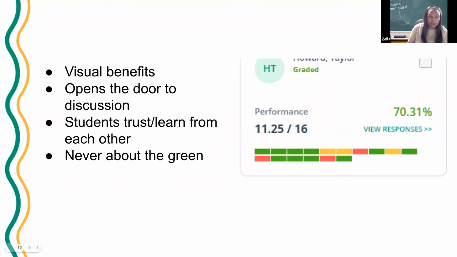problem in particular. And students learn better from each other than just listening to me talk all the time. So I find that the visual benefits of using Edulastic in the classroom give me the opportunity for deeper learning.